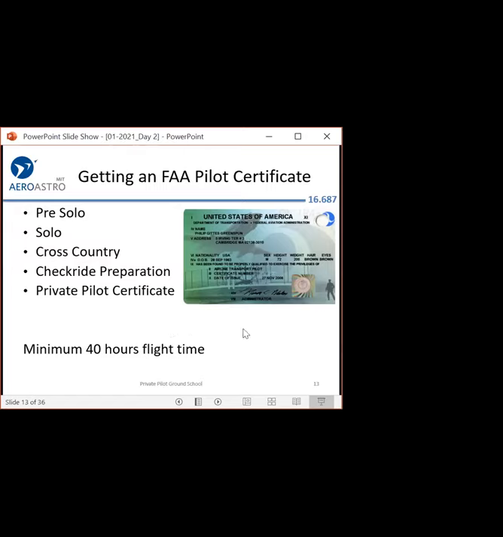So there were a few other things in the lecture about learning to fly. We talked about the FAA pilot certificate. There are a few different steps. So we talked about pre-solo, solo. Philip has shared that when we talk about learning to fly, it doesn't have to be all the way through getting your pilot certificate. In about 10 hours of flight, you can essentially solo. And so that would be a great idea as an option.